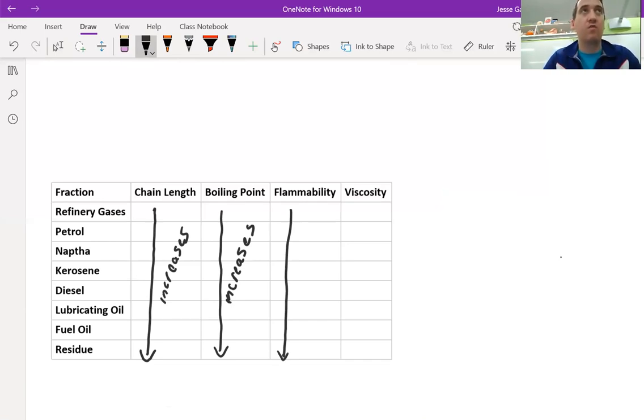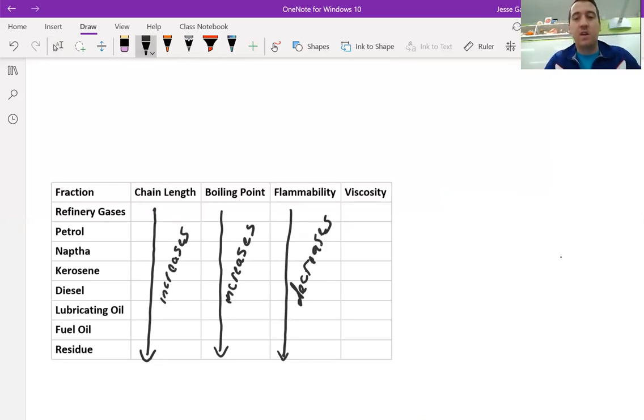And the ones at the bottom, the residue like the tarmac that we make the roads out of, that isn't flammable, okay? You could get it to burn if you tried really hard, but it's not flammable. It's not going to catch fire really easily like cooking gas does, okay? So we say when we move down here, it decreases. What about viscosity?